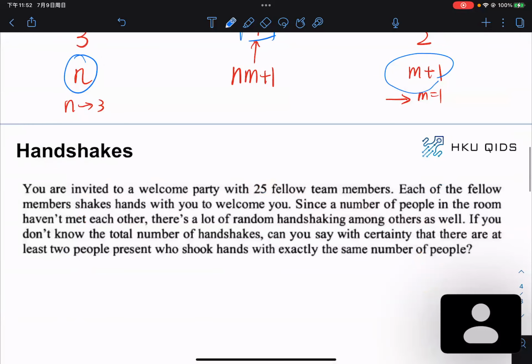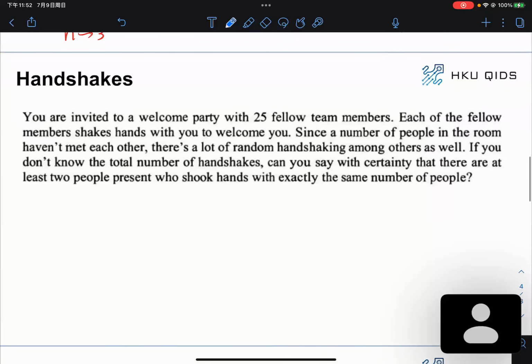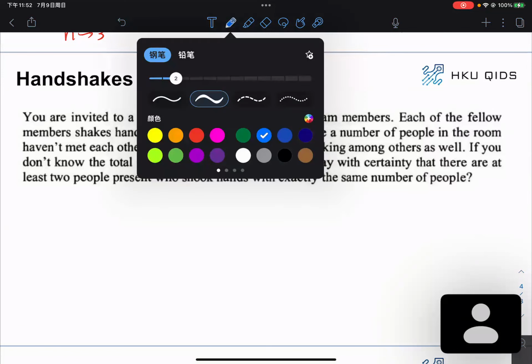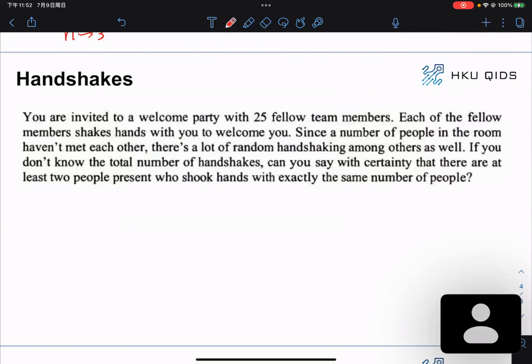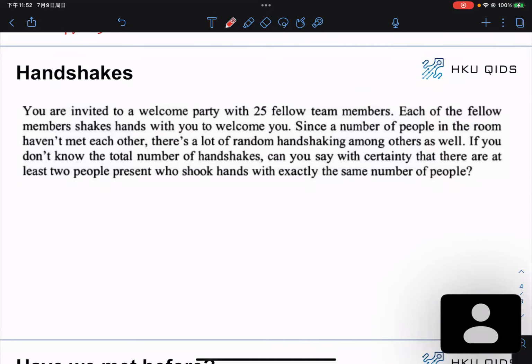And now let's go to the second question. I believe you already have some sense about applying the pigeonhole principle. So let's first read the question. You are invited to a welcome party with 25 fellow team members. So each of the fellow members shakes hands with you to welcome you.